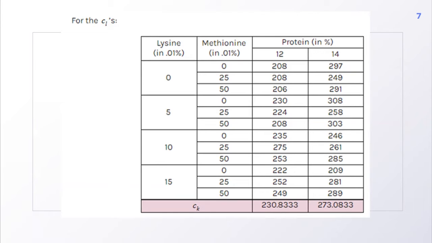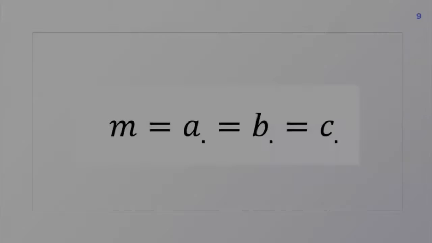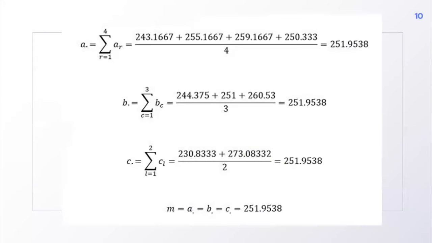Now the second step is to obtain the overall mean. Recall the identity where the overall mean is equal to the mean of the A sub r's, which is equal to the mean of the B sub c's, and equal to the mean of the C sub l's. So using this identity, it would actually suffice to just compute either one of these values.